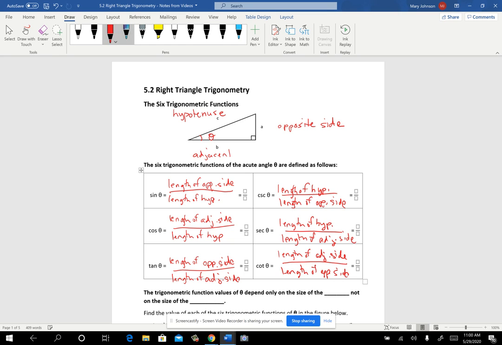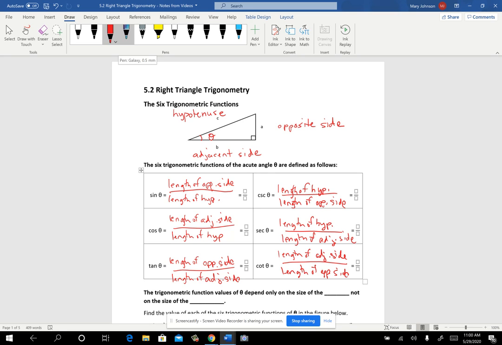Now, sometimes people get mixed up with adjacent and hypotenuse because they're both forming angle theta. But the hypotenuse is the longest side of the triangle, so get it out of the way first. And then it's these two shorter sides that are either opposite the angle or adjacent to the angle. Okay. So we're going to use those labels. We're going to focus on angle theta where I put it.